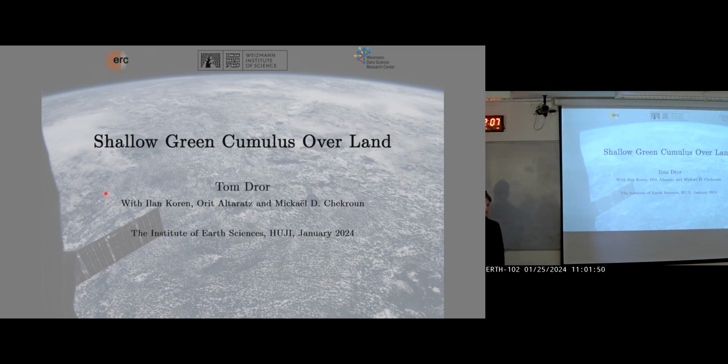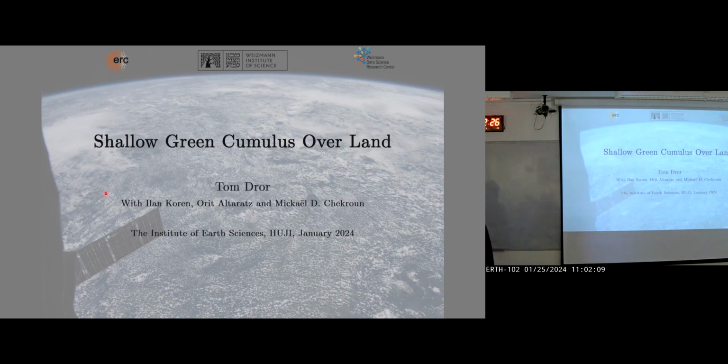So I'll be talking today about shallow convective cumulus clouds over the world's continents, which we call green cumulus clouds. And hopefully by the end of the talk, you'll have a pretty good idea about some of these clouds' characteristics and common properties, and so on.